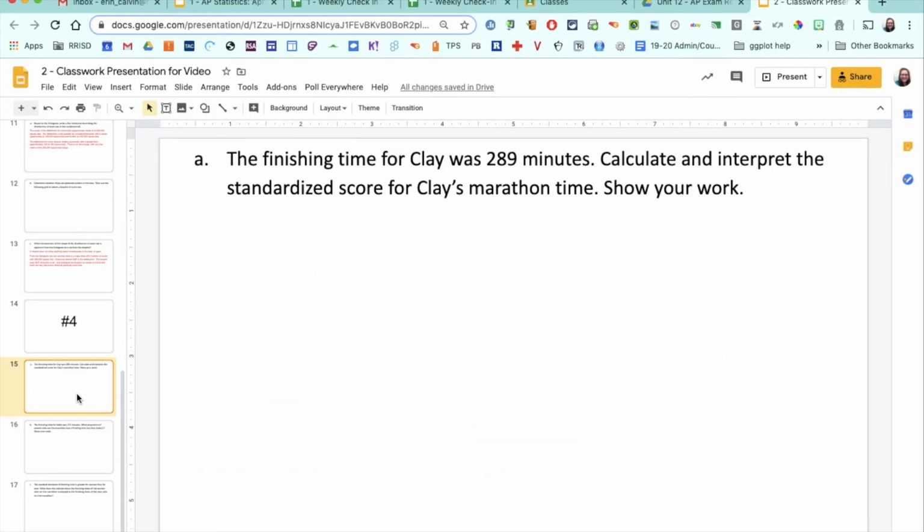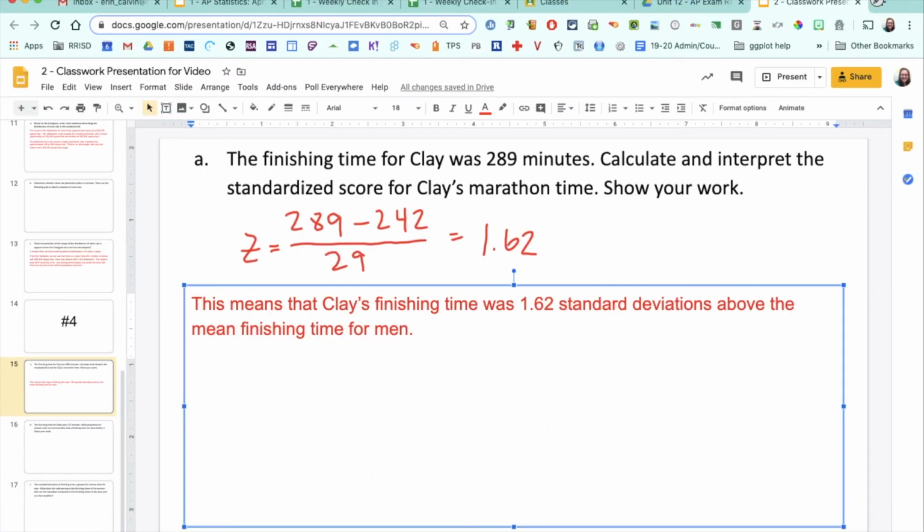So I'm going to go ahead and calculate that. And then it wants us to interpret that z-score. A z-score basically tells us how many standard deviations above or below the mean this particular value is. All right, so that is part A. Moving on to part B.